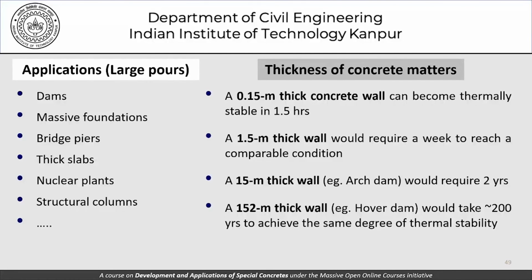If it was a 0.15 meter concrete thick wall, it would become thermally stable in about 1.5 hours. If it was 1.5 meters, it will take about a week. What's being talked about is, if this was the thickness of the wall, how much time it will take such that the temperature in the core here becomes in equilibrium with the atmosphere. That is, there is no substantial difference between this temperature here and the surface of concrete.